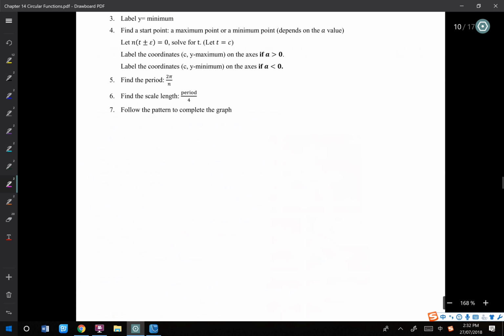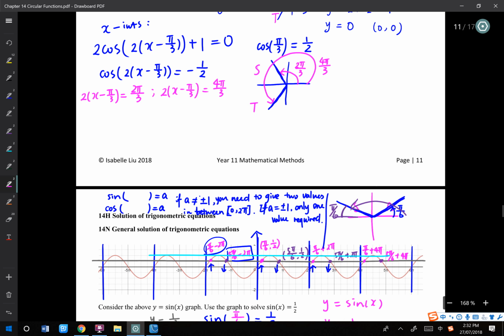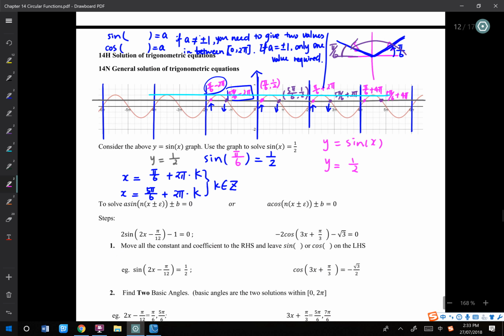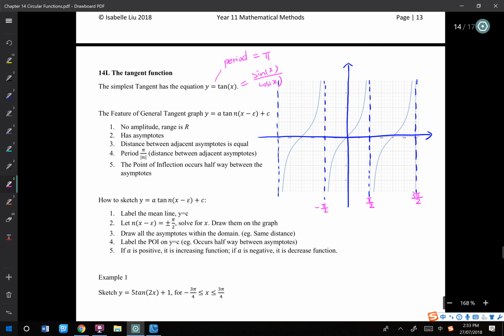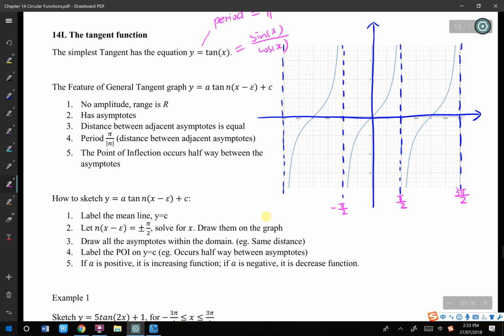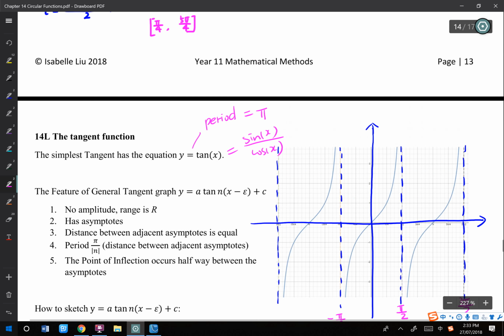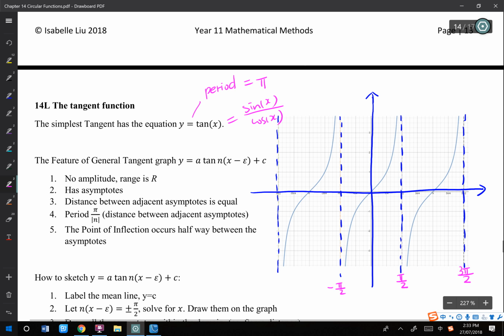So why does the tangent have to be undefined? Because tangent is sine over cos, and the denominator can't be 0. If the denominator is 0, then tan will be undefined. For example, 1 over 0 is undefined. So sine divided by cos: when cos x equals 0, it is undefined.